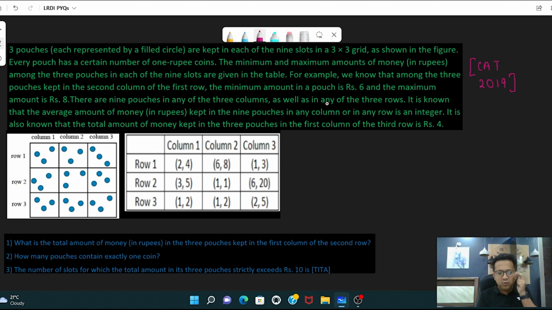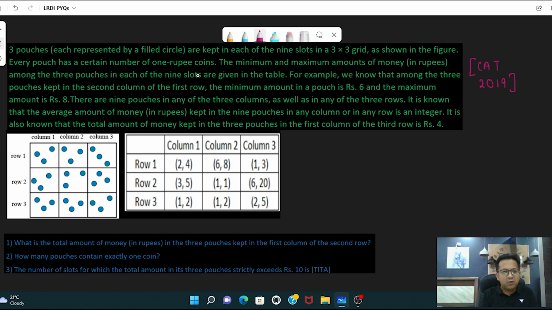For example, we know that among the 3 pouches kept in the second column of the first row, the minimum amount in a pouch is rupees 6 and the maximum amount is rupees 8. So let's look at the diagram, right? It's quite a lengthy paragraph. So let's look at the diagram. So what are they saying?